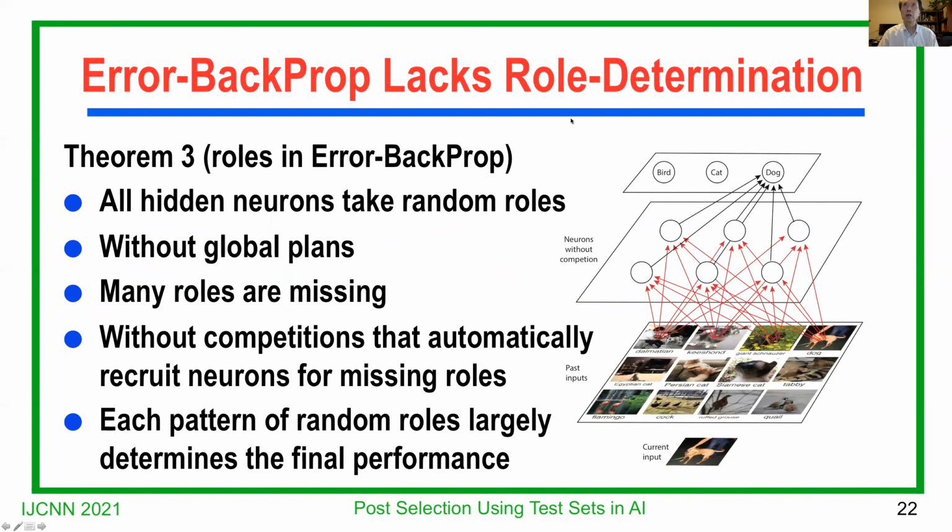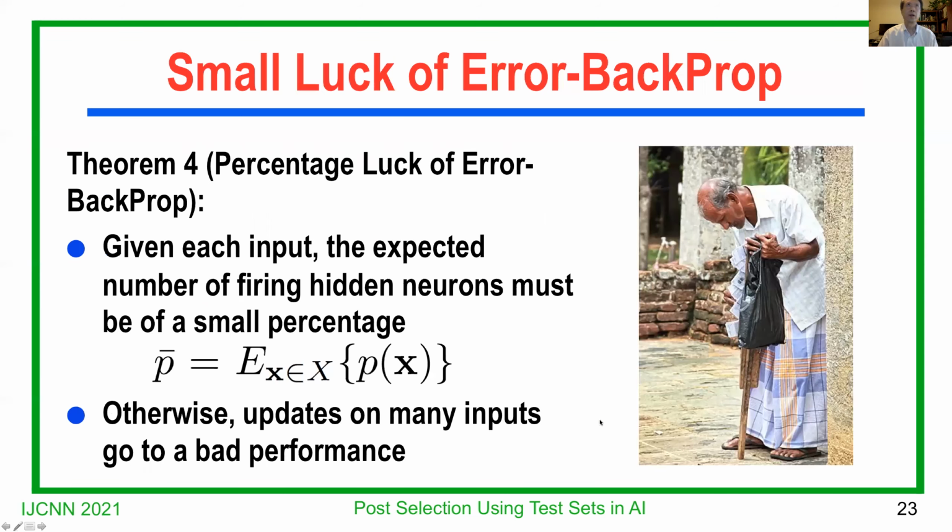And how is low determination important? All hidden neurons take random rows here because random weights determine rows, without a global plan at all because it's just random. Many rows required by the task are missing. Without competition among the hidden neurons, you don't have missing rows to be recruited. So without competition, nothing automatically recruits neurons for missing rows. Each pattern of random rows largely determines the final performance because learning is greedy.